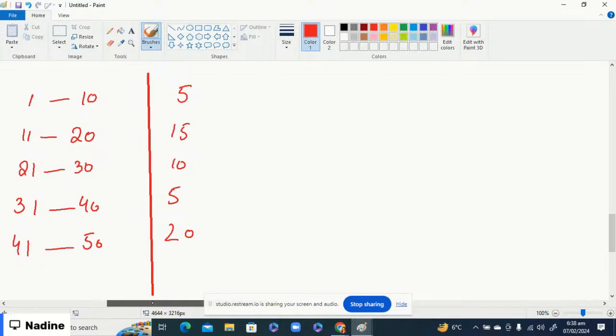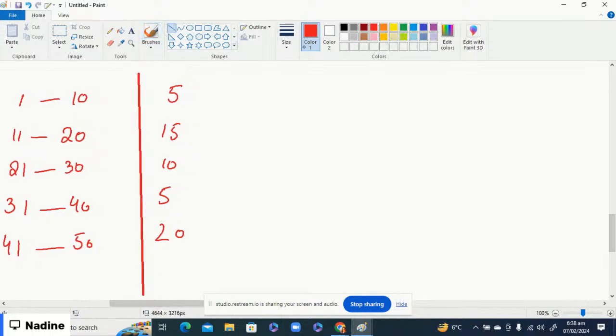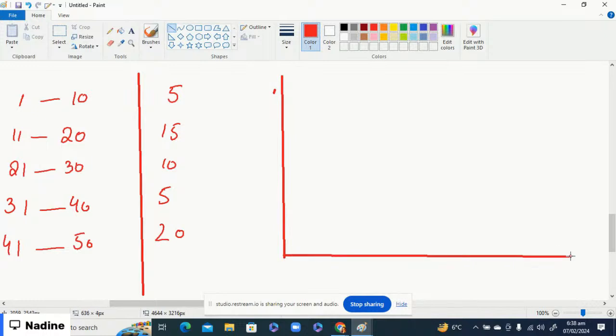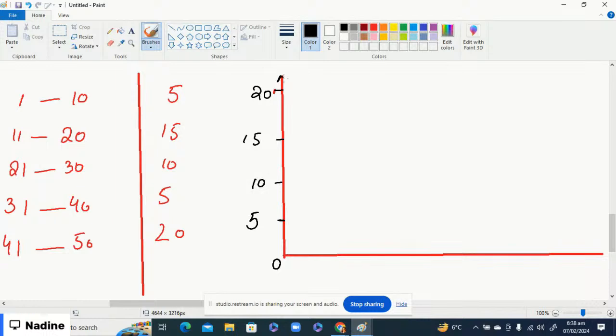Okay, let's create a graph here. Let's create a histogram here. This is 5, 15, and then it's 20. Now first we are going to take 1 to 10. 1 to 10, how much is it? It's 5, so how much do we move? Only for 5. Okay, like this way.